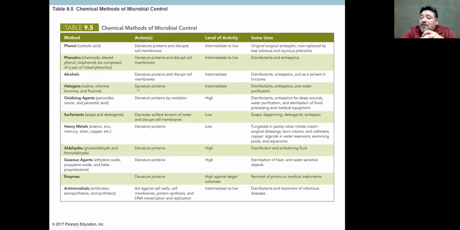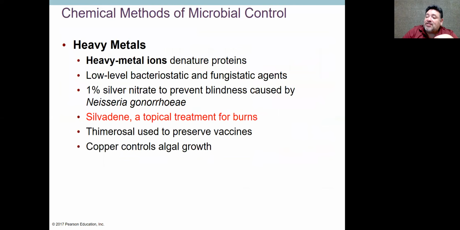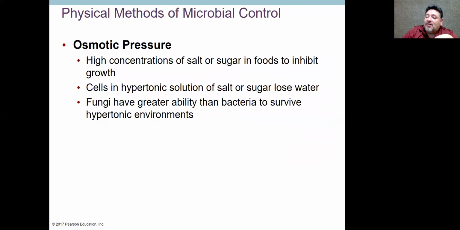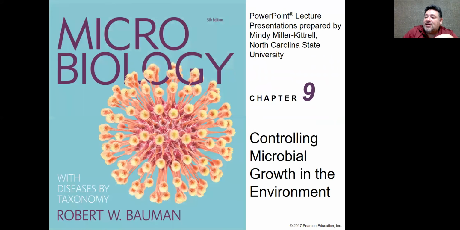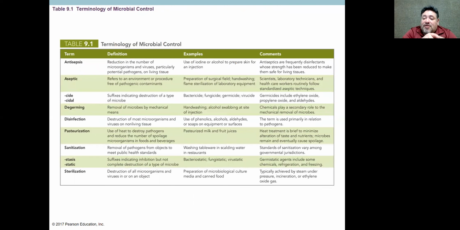Okay, and here's our table bringing all that together. I told you that at the end of this little lecturette, I would show you the two tables where everything would be coalesced into one point so you can find everything in one place. This is one of those tables, table 9.5, and the other one is the one that we began on, which is this one. No, just lied to you. And the other one is this one that has the terminology of microbial control. That's it for this chapter.